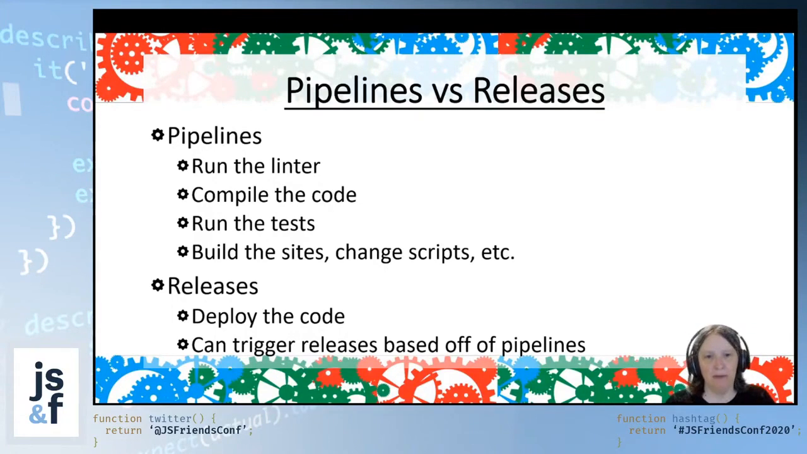But the pipelines, the builds, that's where you're going to build the sites. This is where you're going to change scripts and get stuff ready to get deployed. The releases are the actual deployment itself. You can trigger the releases based off of the pipelines. In our demo, we have it triggered off of the main. So our builds are triggered off of changes to the main branch. And then our deployments are actually triggered off of that as well.